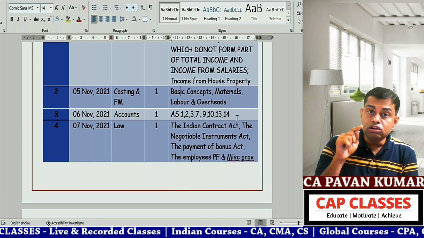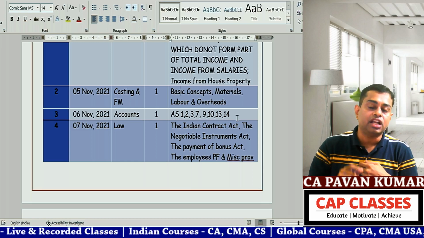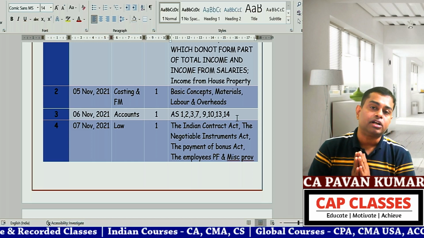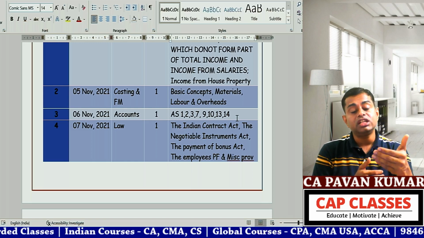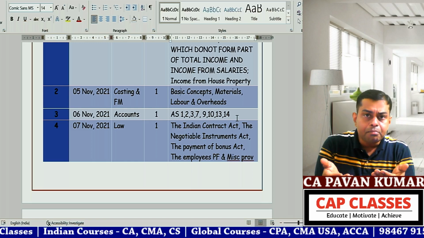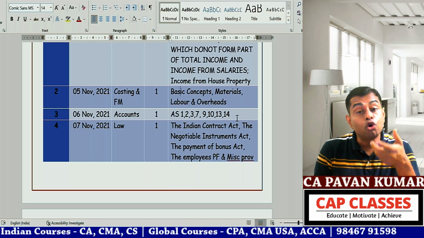Because in the old syllabus, costing plus FM put together is 100 marks. In the new syllabus, only costing is 100 marks, and FM is 60 marks, so 160 marks. Unfortunately, old syllabus students are putting in the same effort, but it is only for 100 marks. That is the reason you need to read more also.